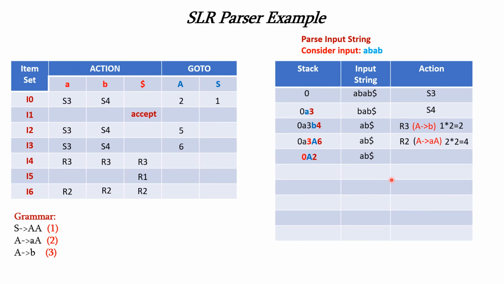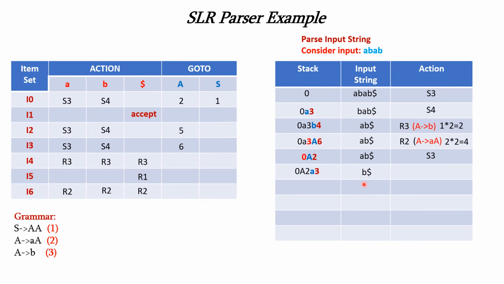And we have AB dollar in the input string. So next consider 2 and small a. 2 and small a is S3. Shift means we have to push the input symbol into the stack. So push a onto the stack. So it is 0 A2 a, and then we have to write this number 3 on the top of the stack. Remaining we have B dollar.